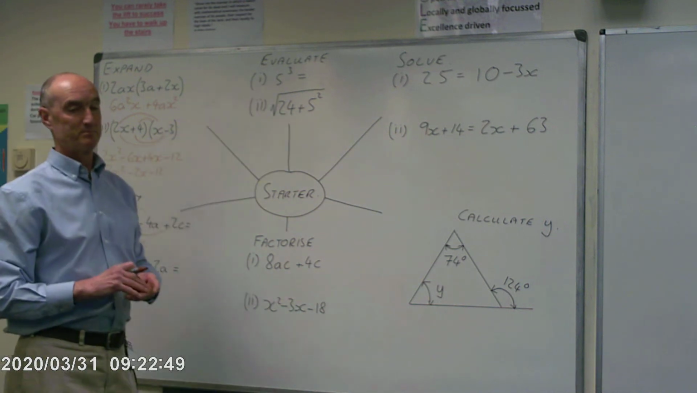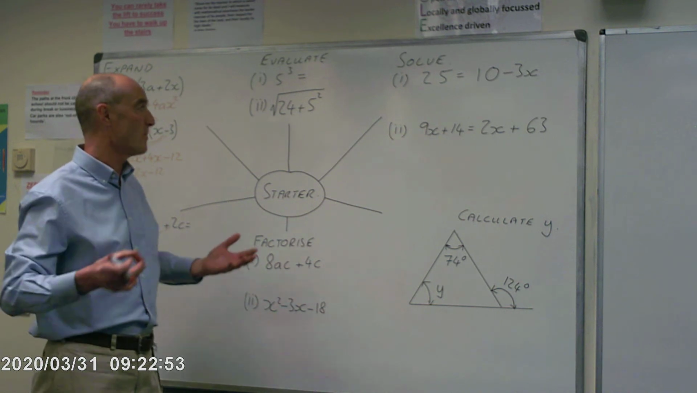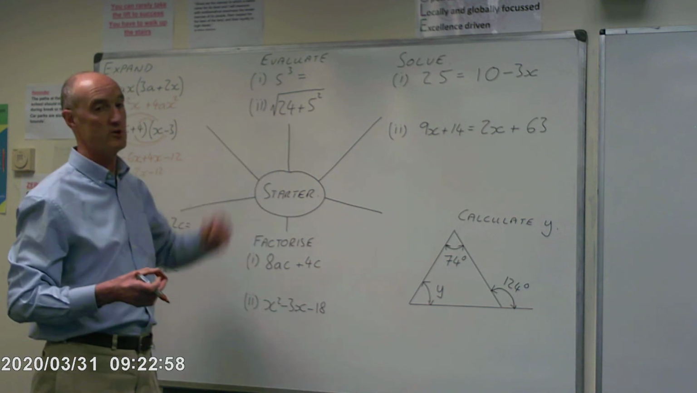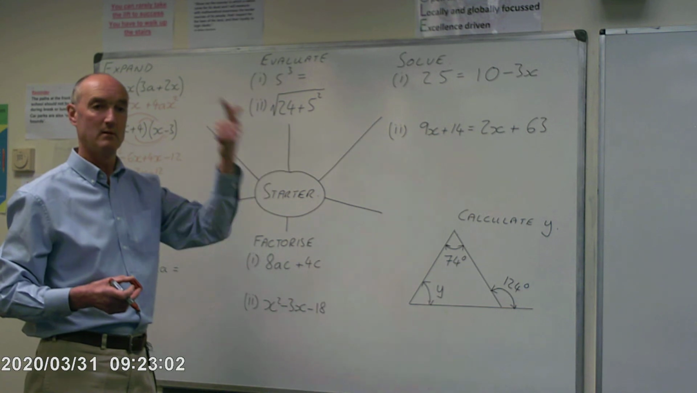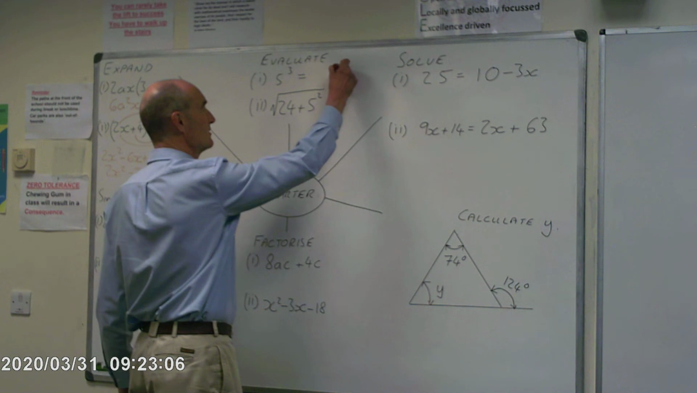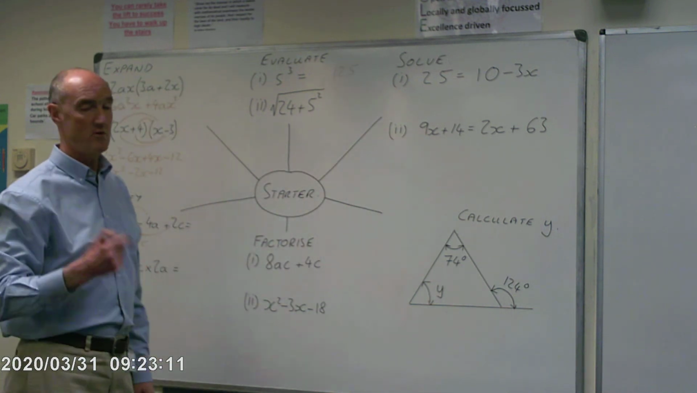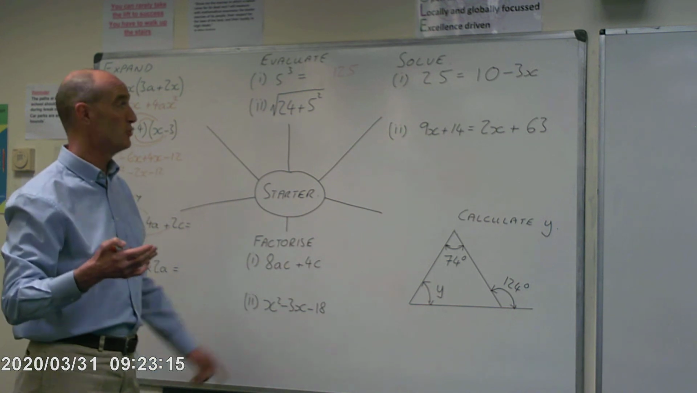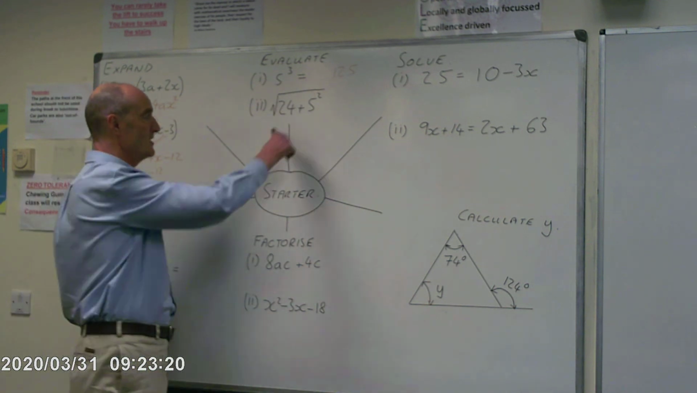5 cubed, a really useful number to be able to remember because it will crop up in lots and lots of questions over the next few years. 5 times 5 is 25. 5 times 25 gives me 125 as my result. Try and remember that number. 5 cubed is 125. What's the cube root of 125? It would be 5. So it's really worth remembering that.